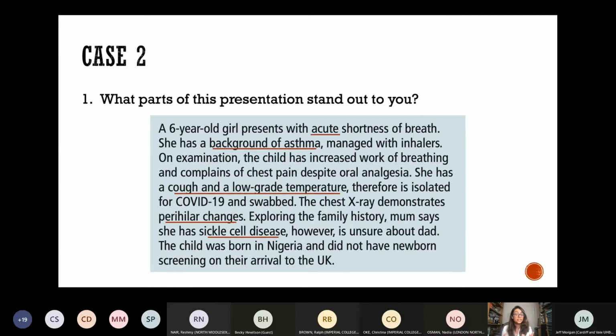So with regards to the presentation, it's acute shortness of breath and she's got a background of asthma. So we've got a couple of differentials here. They've also swabbed for COVID-19, so that's another differential there. There's a cough and there's a low-grade temperature. There is something going on in the chest because you can see some hilar changes there, some perihilar changes, and we know for a fact that this girl suffers from sickle cell disease.